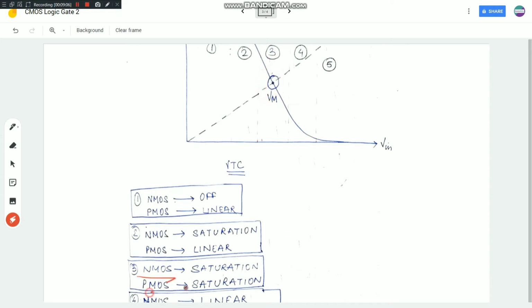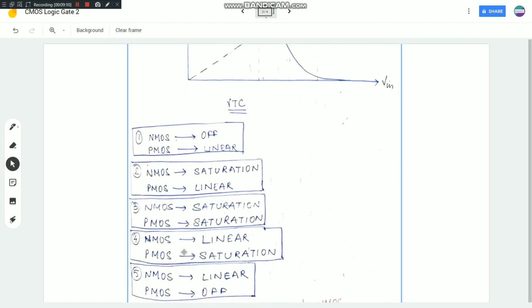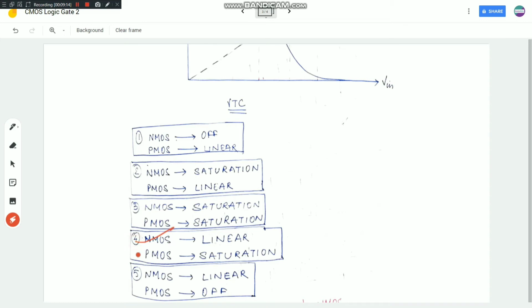Both the NMOS and the PMOS are in saturation. And for region 4, we just take the reciprocal of things: NMOS is in linear, PMOS is in saturation. For region 5, NMOS is in linear and PMOS is off.